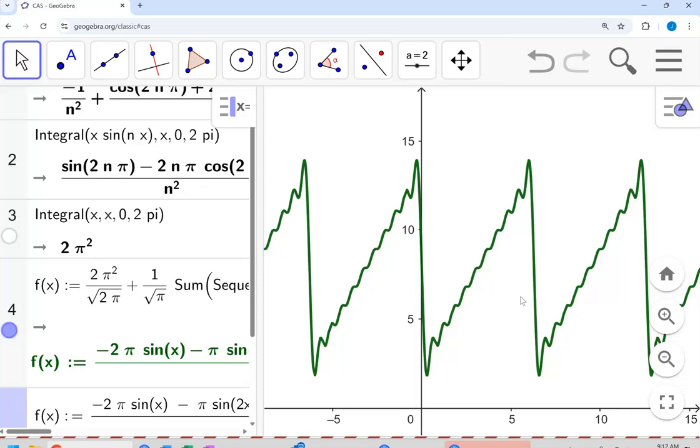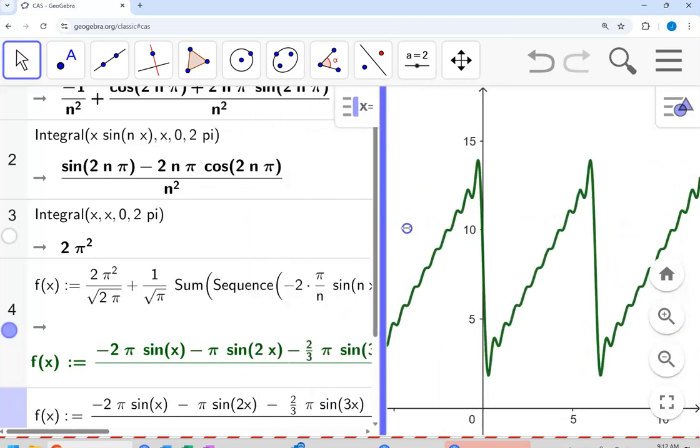That original function, if we think about just being f of x equals x and then repeating, is referred to as a sawtooth wave. This is a pretty standard function to try to approximate with a Fourier series. Let's see if we can figure out where the error is.